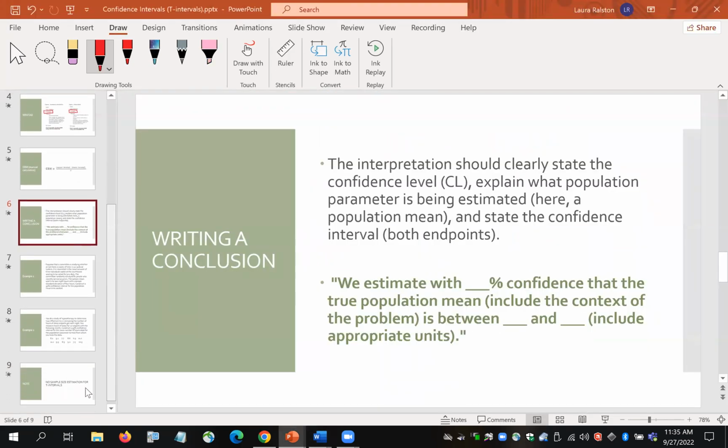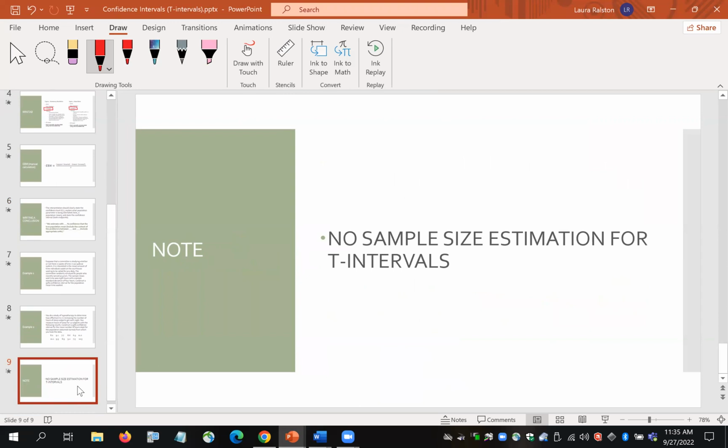Okay, for the T interval, we do not do sample size estimation because we're already using a sample since we know the sample standard deviation. So we do not do sample size estimation for T intervals.